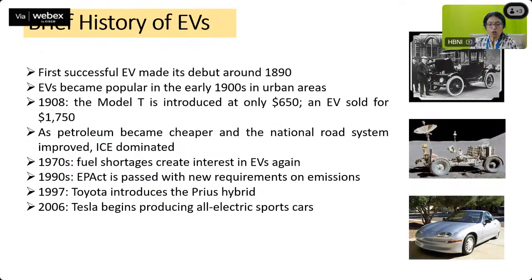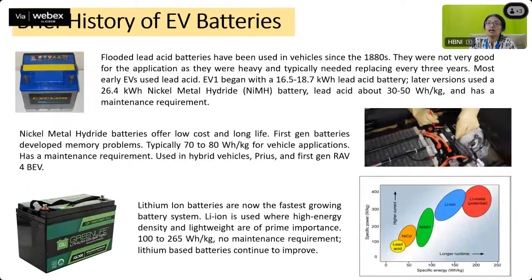So right now, you see, it started around 1890, but now from 2006 onwards, Tesla has begun producing all electric sports cars. Lead acid batteries were anyway being used in these different vehicles. But right now, what we are using in all these electric vehicles is lithium-ion batteries, which is the fastest growing battery system. Lithium ion is used where high energy density and lightweight are of prime importance, that is from 100 to 265 watt-hour per kg, with no maintenance requirement.